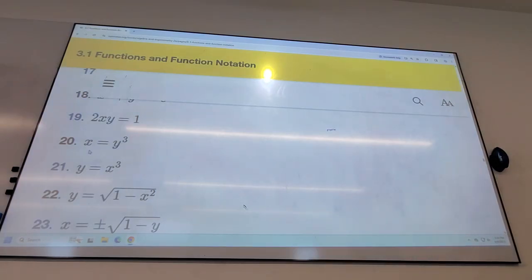So I do need some kind of work, and the most algebraic work you could do is solve for y. If you're able to do that, it's a function. If you're not, meaning you get a plus or minus or something, it's not a function.